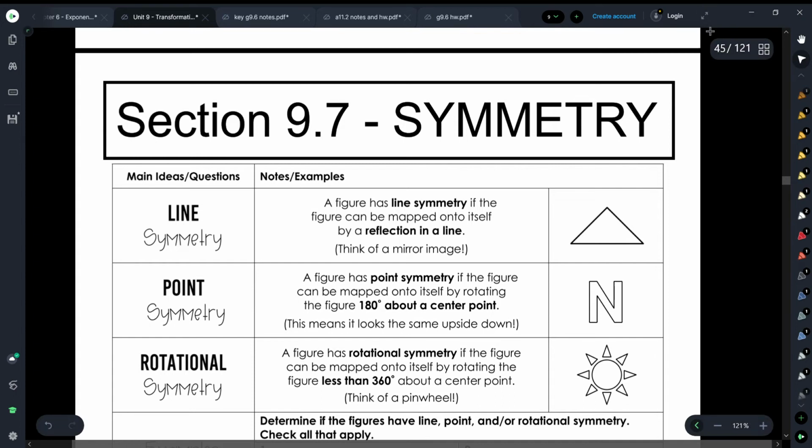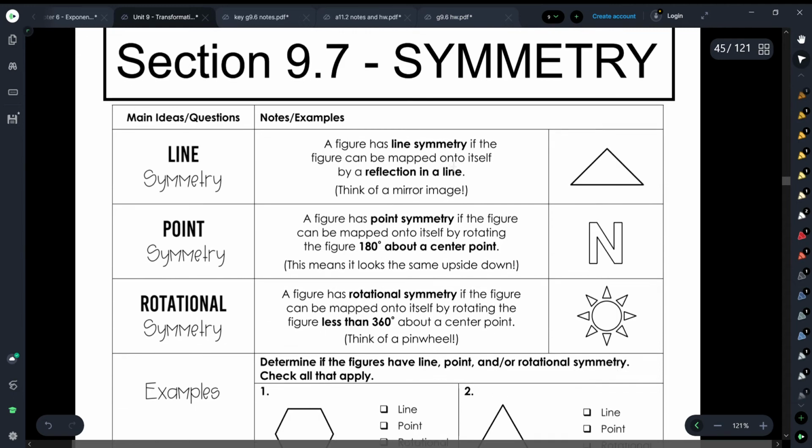I'm recording a video for you for section 9.7, the last section, I promise, on chapter 9 on symmetry. We went over this lesson virtually in Microsoft Teams. However, I told you I would give you a video as well, so you can reference back. It should be a pretty short lesson though, so let's get started.